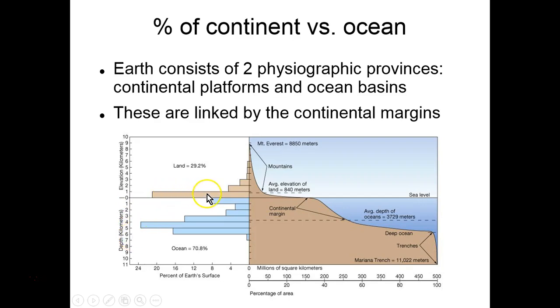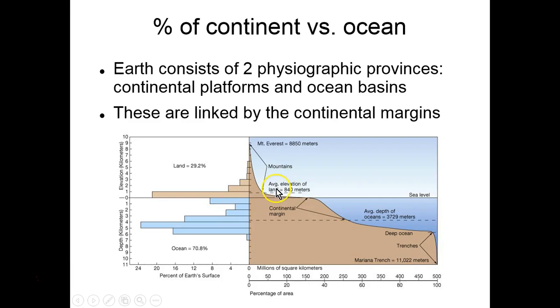It should stand out that the majority of land is between 0 and 1 kilometers tall. The majority of the ocean is between 4 and 5 kilometers deep. Ocean depth on average is almost 4 kilometers deep, so it's 3,729 meters.